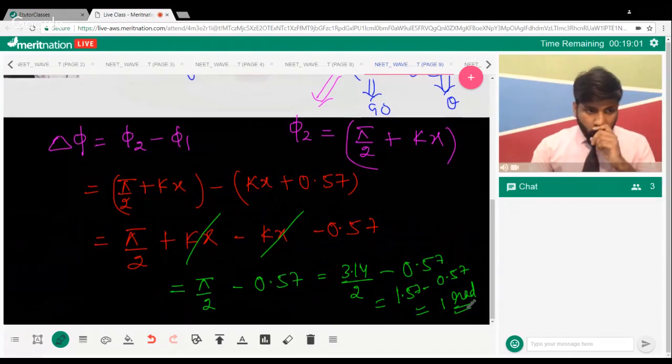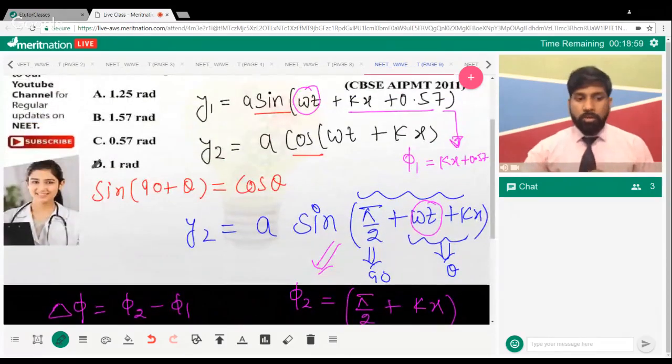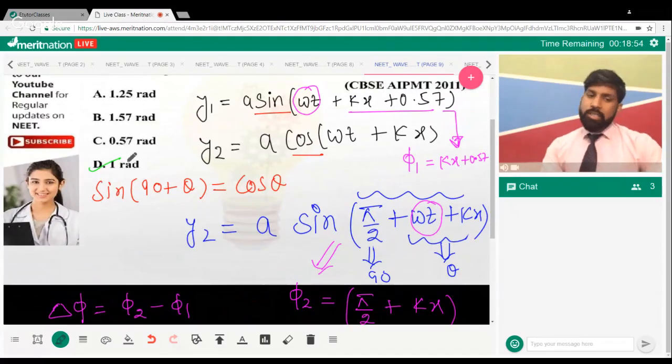So which of the options is correct here? I think option D is absolutely correct. Beta, this question is entirely based on phase difference. First, both equations should be either in terms of sine or cosine. Then we can apply the formula delta phi is equal to phi 2 minus phi 1, and after doing the calculation we'll get the phase difference.